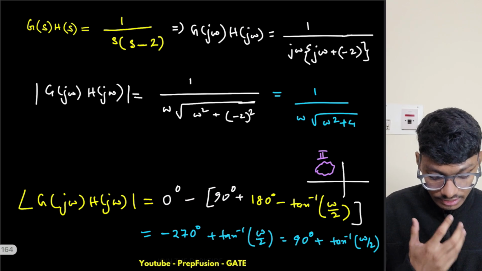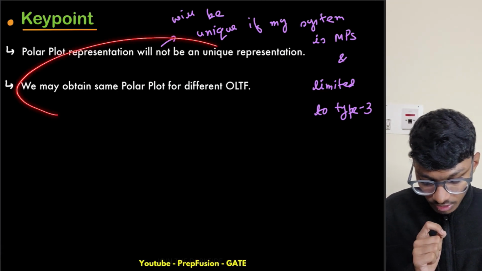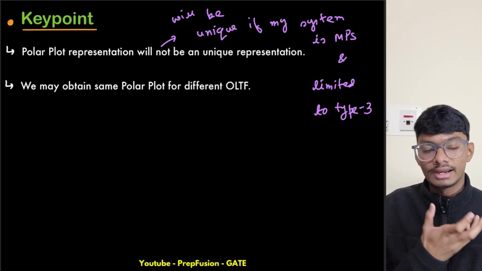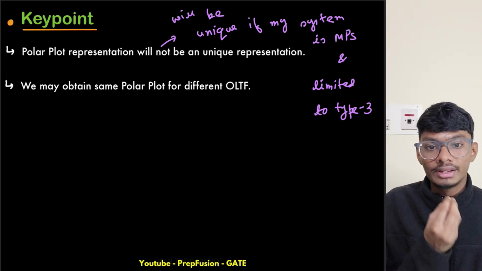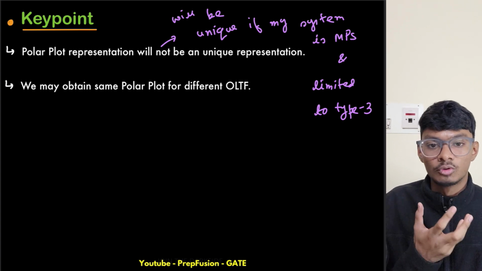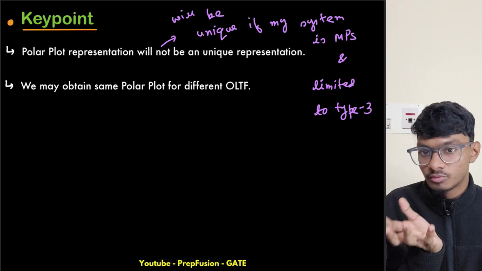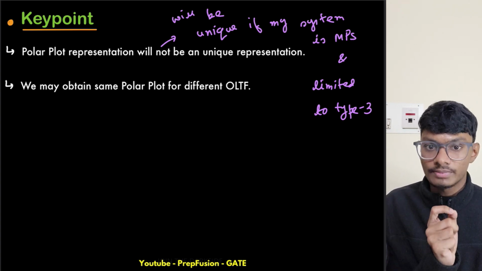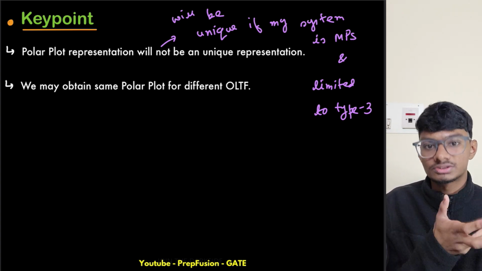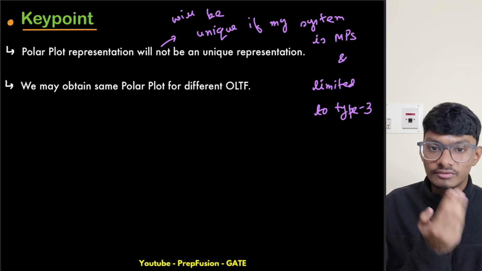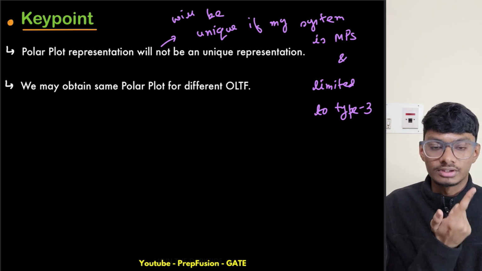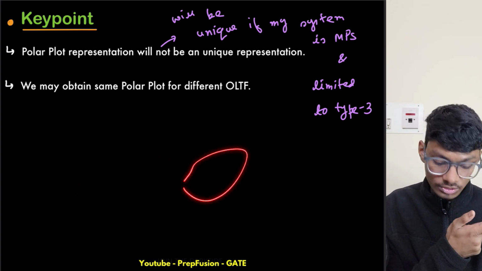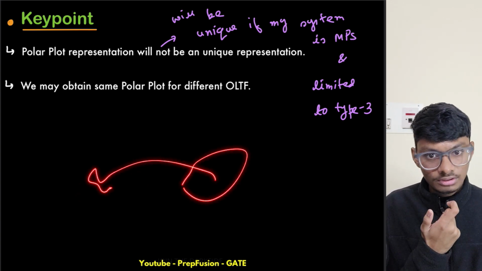That's why I wrote this key point, that the polar plot is not a unique representation: from the same polar plot I can recover many OLTFs. I won't be able to tell whether this one or that one was the OLTF of the system. It is difficult. That's why we don't generally recover the OLTF from the polar plot. We go the other way. We know the OLTF, we plot the polar plot, not the other way around.